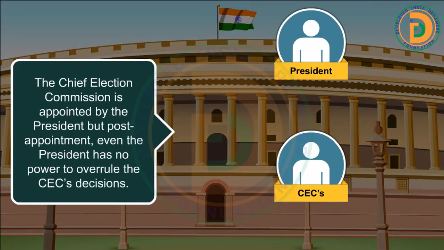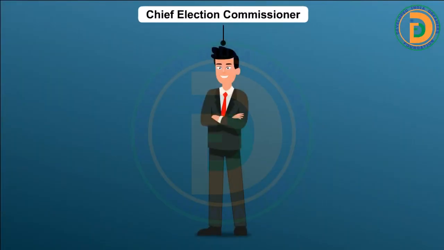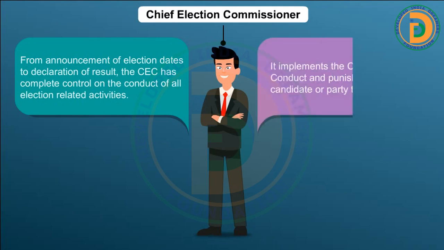The Chief Election Commissioner is appointed by the President, but post-appointment, even the President has no power to overrule the CEC's decisions. The powers of the CEC include: from announcement of the election dates to declaration of result, the CEC has complete control on the conduct of all election-related activities. It implements the Code of Conduct and punishes any candidate or party that violates it.